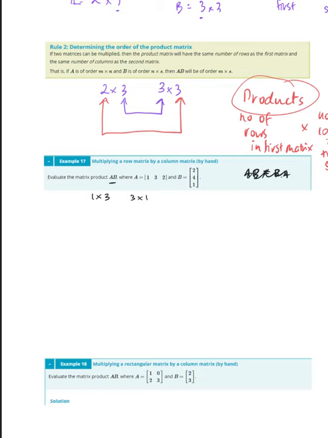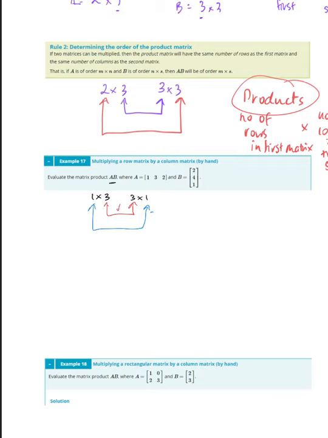Just keep that in the back of your minds. Okay, so is this possible? So quickly, I can see that the number of columns in the first matrix is equal to the number of rows in the second matrix. So therefore, this product is possible. And I'm going to end up with a 1 by 1.